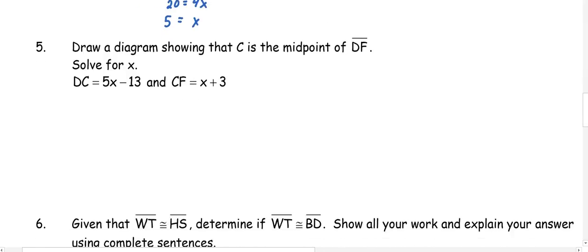Number 5, draw a diagram showing that C is the midpoint of DF. So I'm going to draw a picture. Here's segment DF, and C is the midpoint in the middle. So it's bisecting this segment again. This time we know that DC is 5x minus 13, and CF is x plus 3.